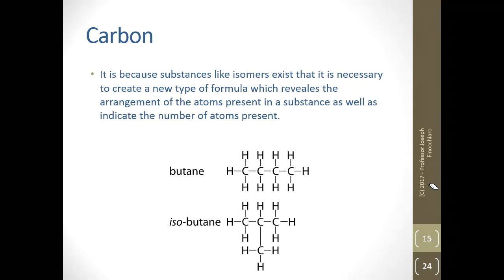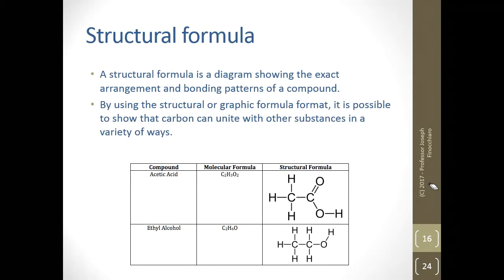It's because of substances like isomers that we have to create a new type of formula which reveals the arrangement of the atoms present in the substance, as well as indicate the number of atoms present. So then we get into structural formulas. It's a diagram showing the exact arrangement and bonding patterns of a compound.